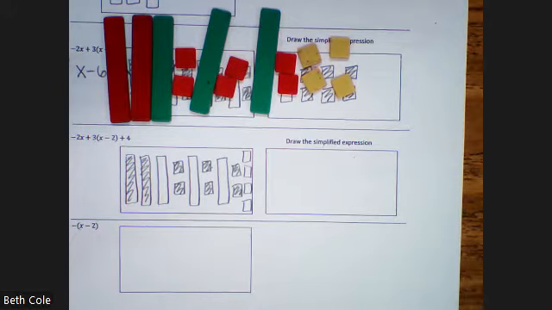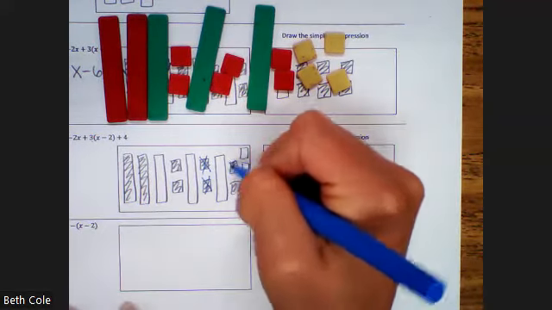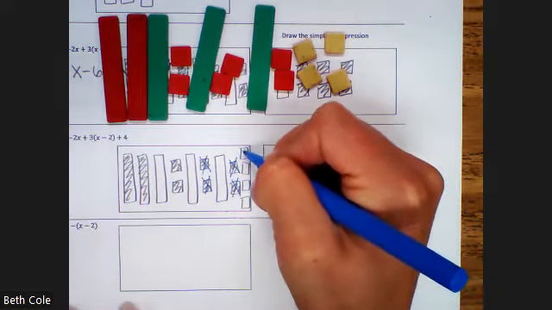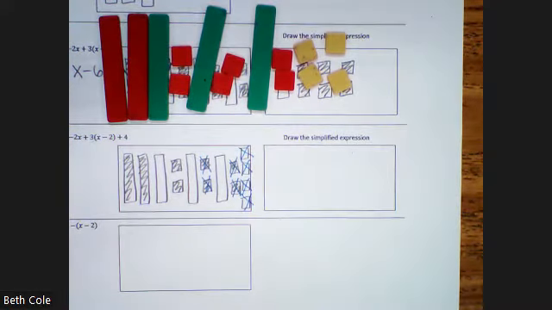So what is going to zero out? What can we X out here? All right, so 4 of the red ones, and then 4 of the positive ones. So those are gone. We had 4 positives and 4 negatives, and then what else?